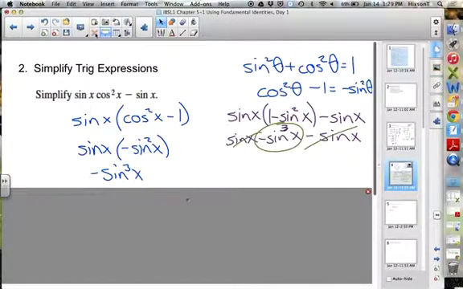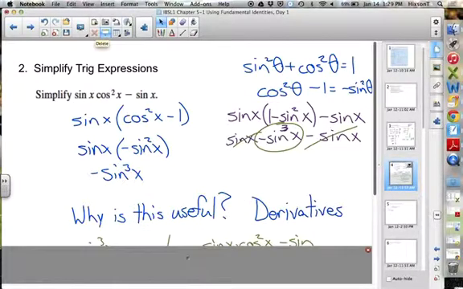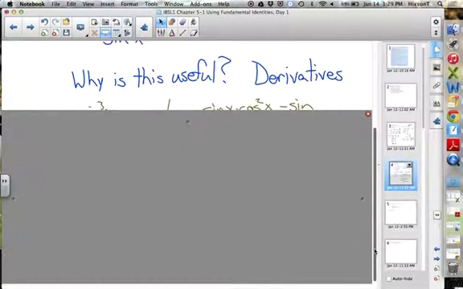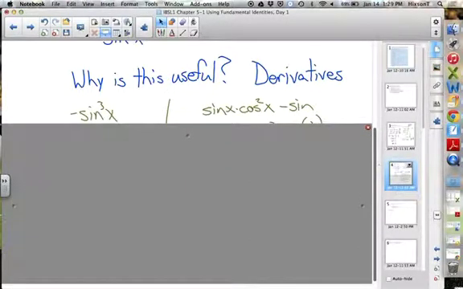Okay? Another thing, just kind of looking ahead towards calculus, is derivatives. Okay? And again, this is just one example. But, you know, we just showed that these two expressions are the same thing. And even though you don't know what a derivative is yet, probably, if I take the derivative of two things that are the same, I should get the same answer, right?